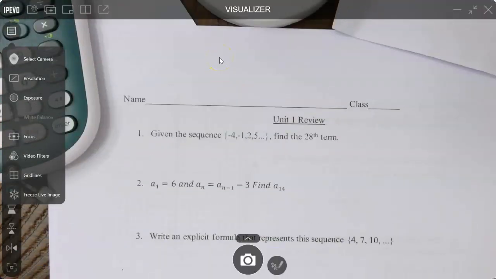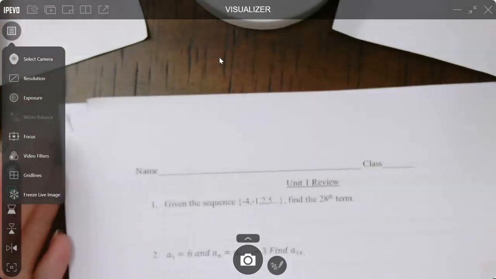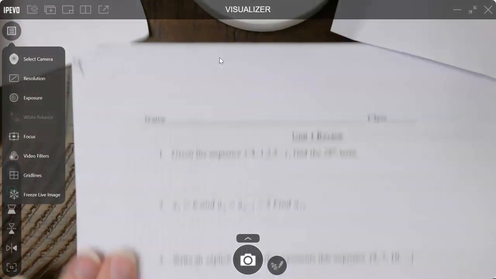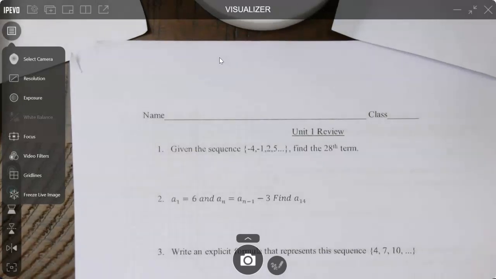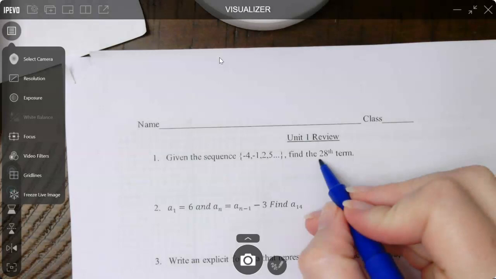We are looking at the Unit 1 test review today to make sure you have this review. Okay, we'll just get right into this. Question 1 says, given the sequence negative 4, negative 1, 2, and 5, find the 28th term.